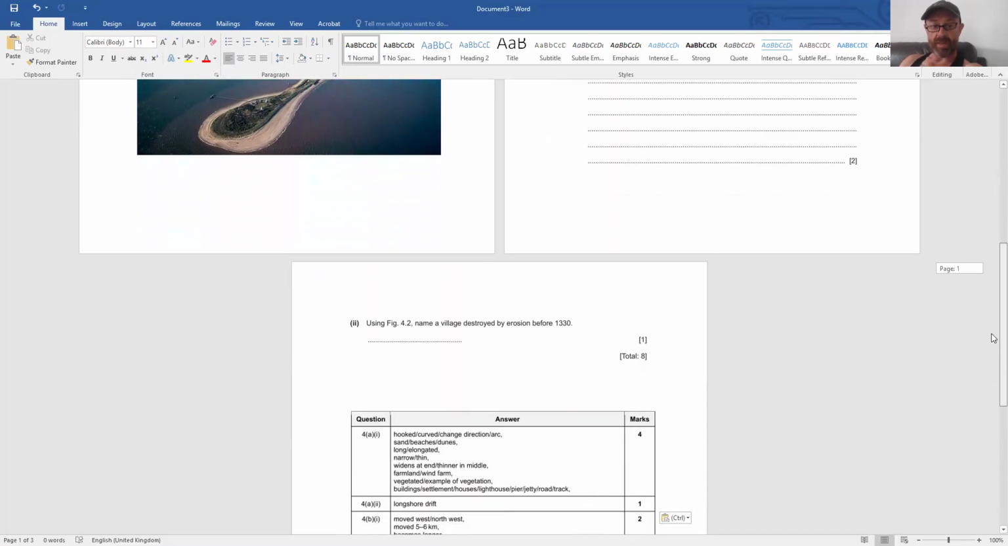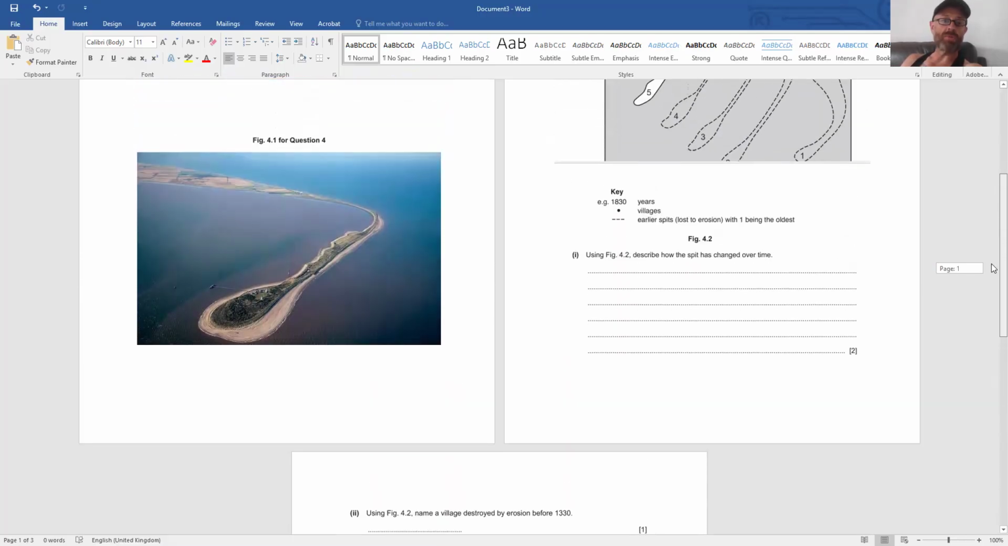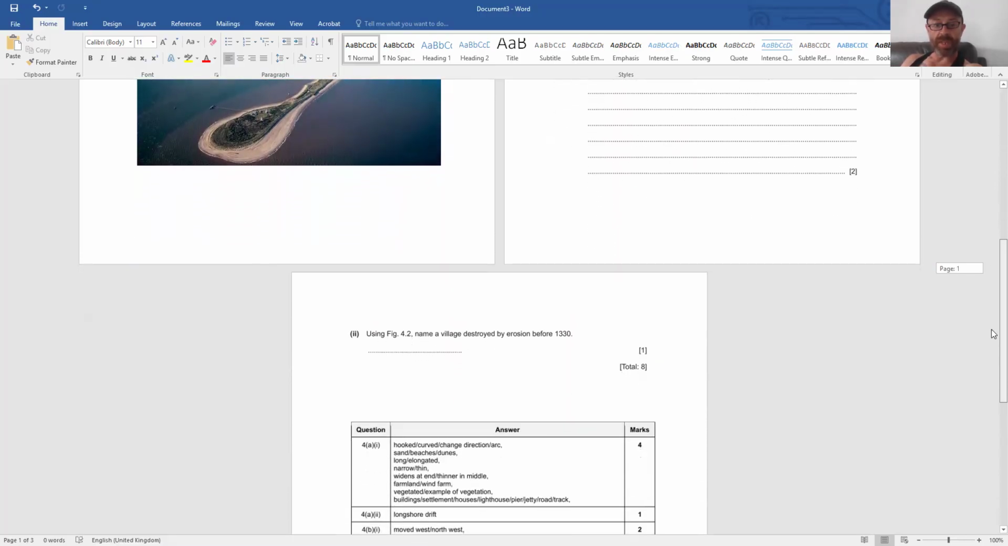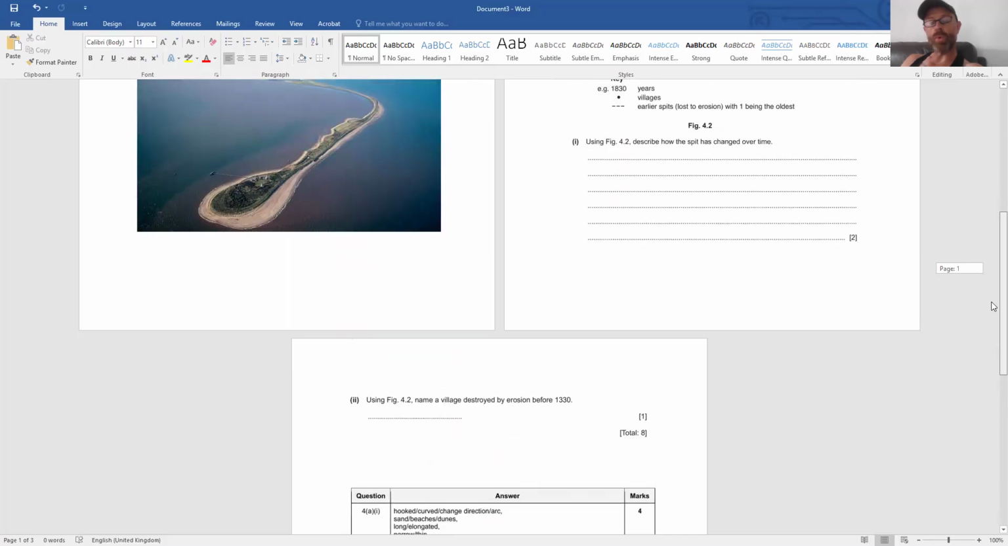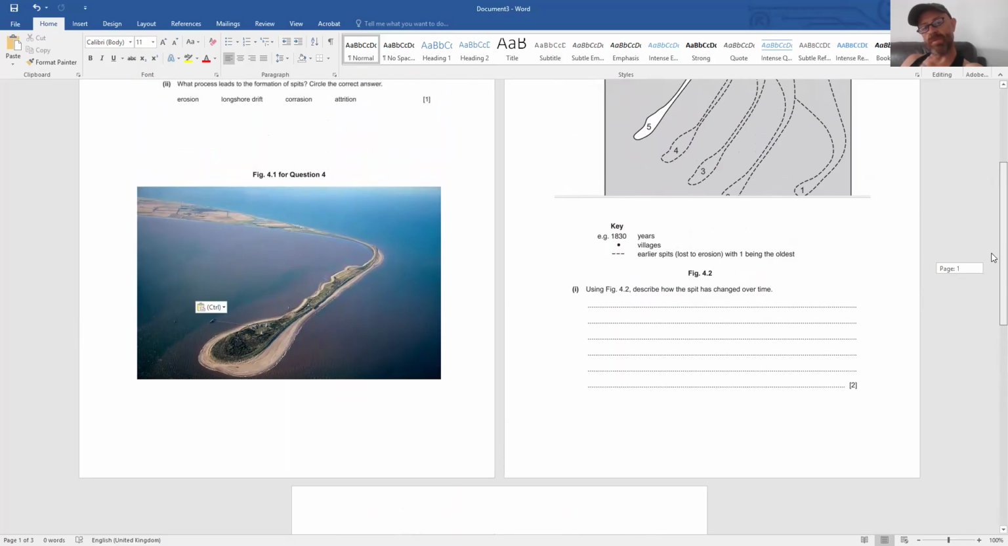Vegetation, farmland, a wind farm, that's the turbine. Buildings, settlements, lighthouse, jetty, roads, tracks, you know. Sand, beaches, dunes. They're giving you about 12 options there. You've got to get about four. Okay. So again, this is about revision, but it's also just about calming down, describing what you see. And often describe means describe: it's curved, it's thin in the middle, it gets fatter at the end, the sandy beaches, there's evidence of fields and agriculture, there's a wind turbine, there is a lighthouse. Okay, that will get you all the marks.